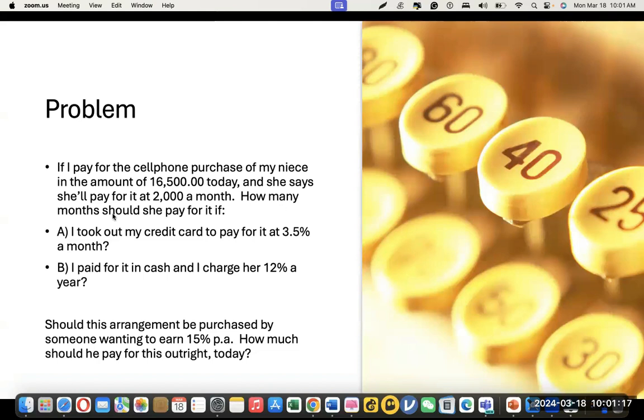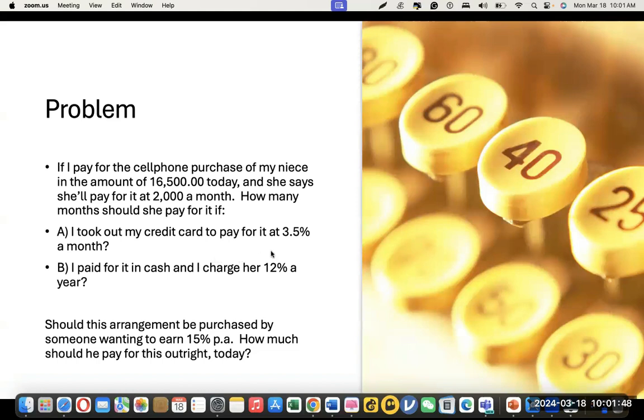Now, the question here is how many months should she pay for it if I took out my credit card to pay for it at 3.5% a month? So, meaning there's an interest rate, no? I paid for it with the 3.5% interest a month. So, diba, she should be the one to carry that cost. So, we have to compute that. We'll first compute letter A. And then letter B says, I paid for it in cash and I charge her 12% a year.